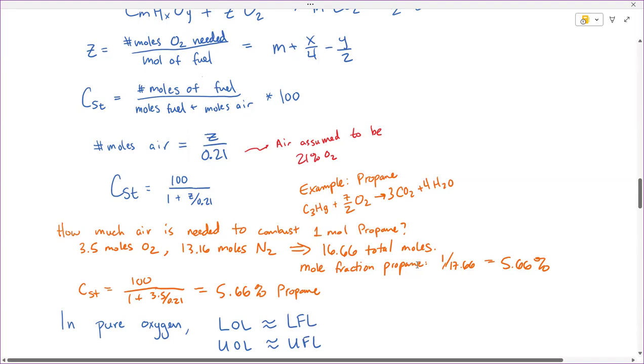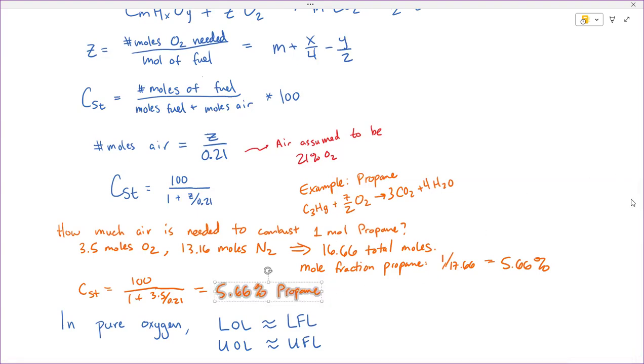The mole fraction of propane then is going to be 1 divided by 17.66, and that is because I'm adding 1 because that's how many propane we had, and dividing it by 17.66, that's 16.66 moles of air plus the 1 mole of propane, and that gets me 5.66%. That is what C stoichiometric is for propane.